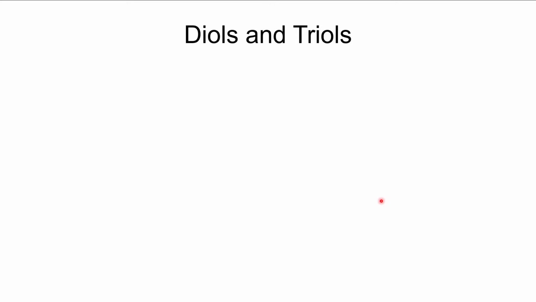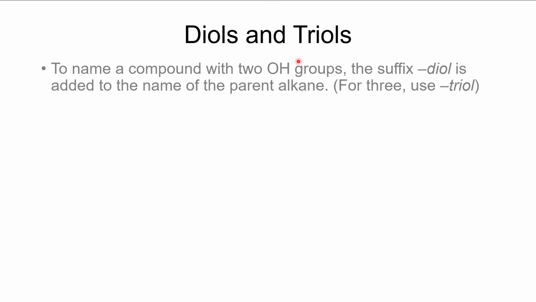Okay. So now we want to look at diols and triols. This is where we have 2 or 3, and we can extend this to 4 OHs would be a tetraol, 5 OHs would be a pentaol. All right, so diols, triols.